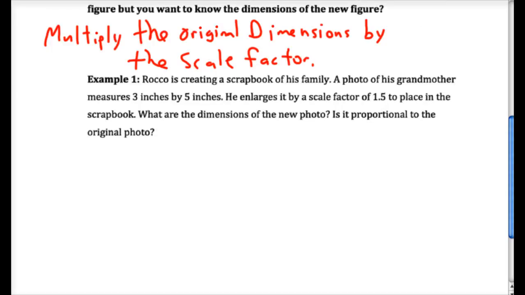Rocco is creating a scrapbook of his family. A photo of his grandmother measures 3 by 5 inches. He enlarges it by a scale factor of 1.5 to place in the scrapbook. What are the dimensions of the new photo? Is it proportional to the original photo?